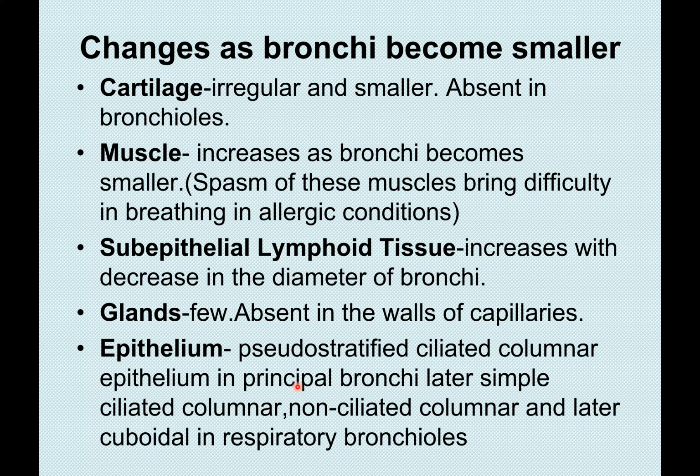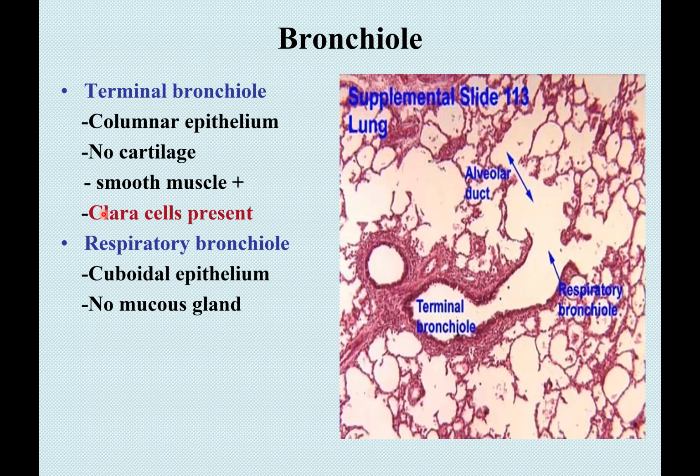So terminal bronchiole, you can see columnar epithelium. Here you don't have any cartilage. The smooth muscle will increase. Then clara cells are present. Go and look for the function of the clara cells. But when we reach the respiratory bronchiole, we shouldn't be seeing columnar epithelium. It will change from columnar to cuboidal.